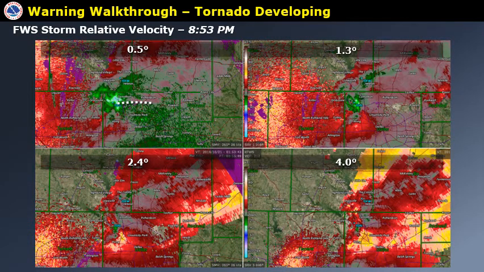As mentioned way back in the beginning of the presentation, meteorologists like to look at multiple radar elevations to put together a three-dimensional model of the storm. At the 2.4 and 4 degree elevation angles, one can clearly see rotational velocity signatures. More than likely, we are seeing the mid-level mesocyclone intensify.